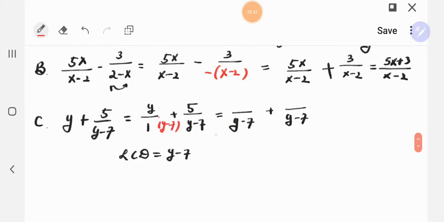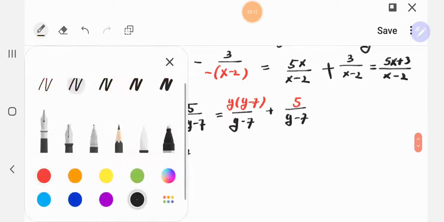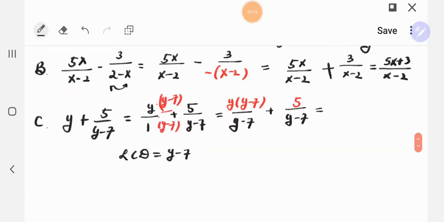So that the denominator becomes the LCD, y minus 7. So multiply the numerator by y minus 7. Then this will be equal to y times y minus 7. And the second fraction is unchanged because the denominator is still the same. Then rewrite this. So this one is equal to, the denominator is y minus 7, and the numerator is y times y minus 7 plus 5.